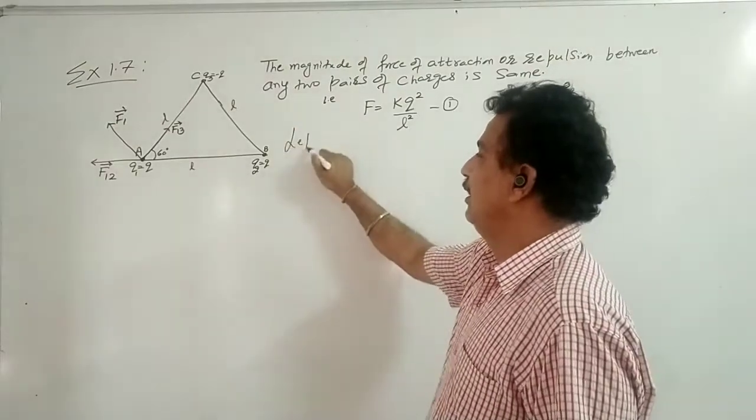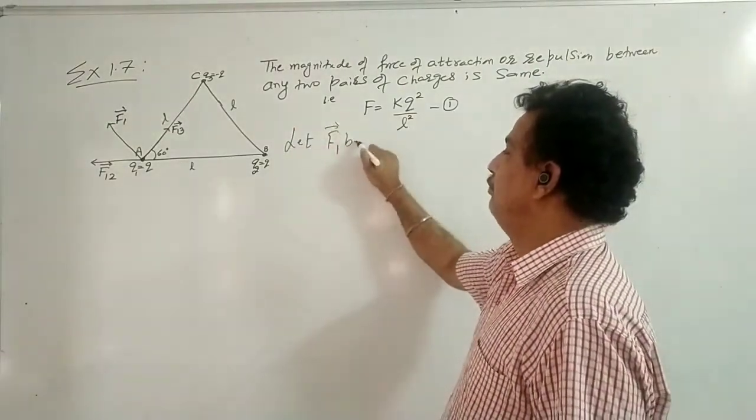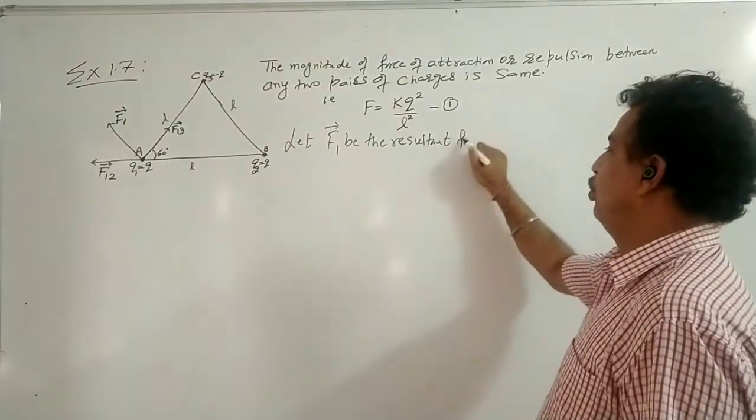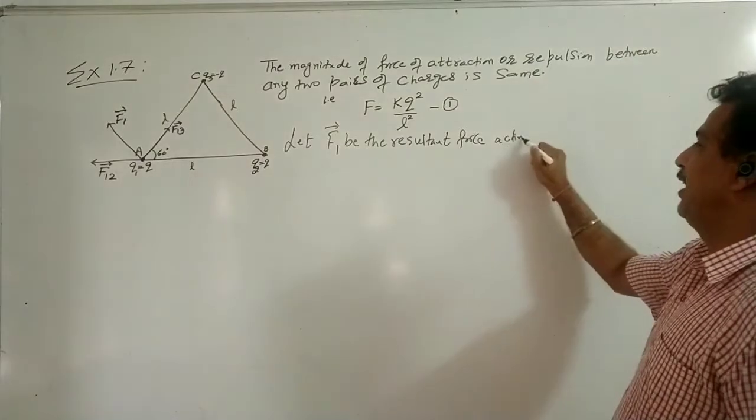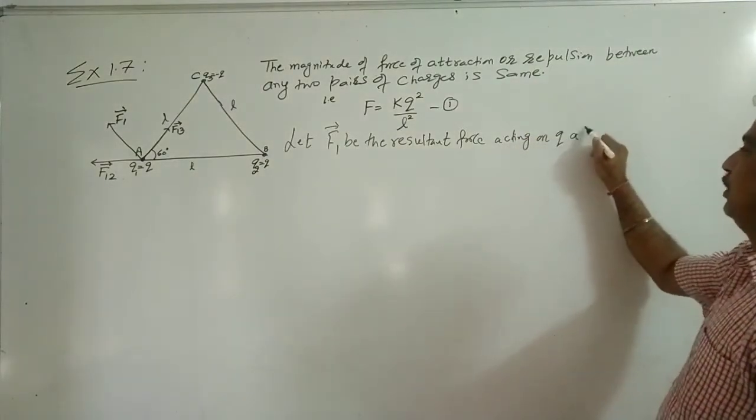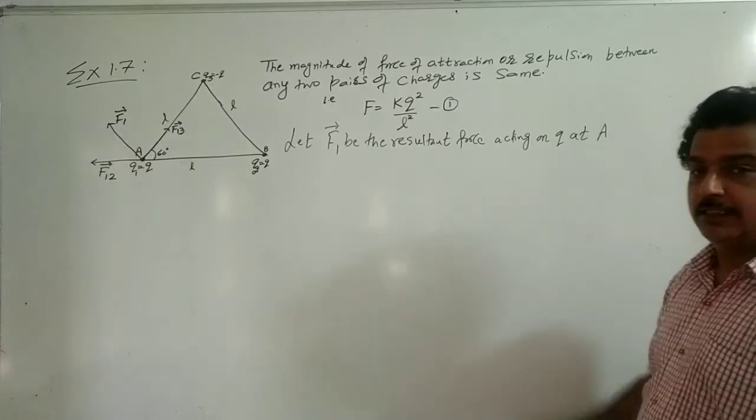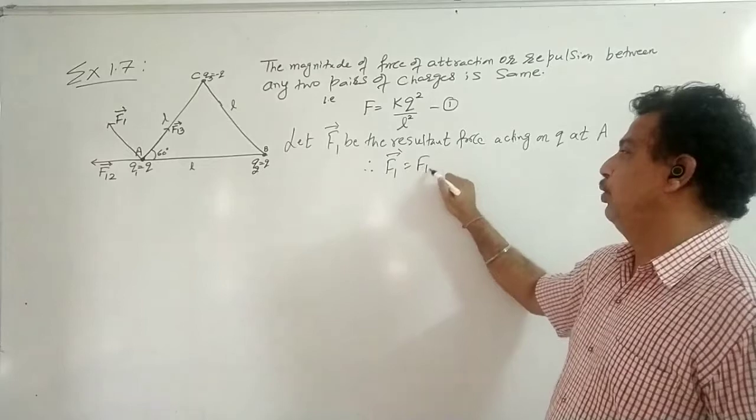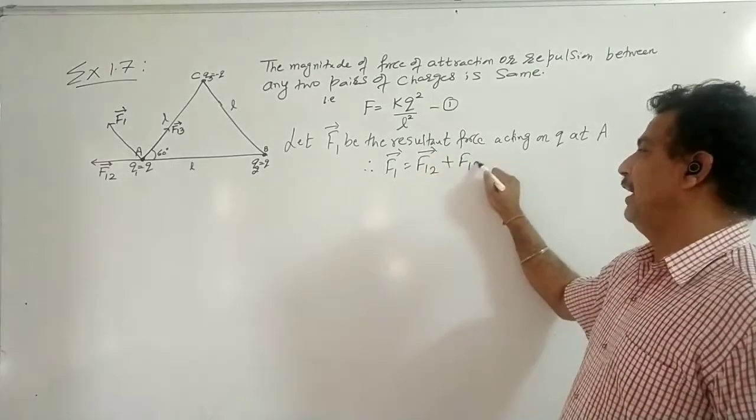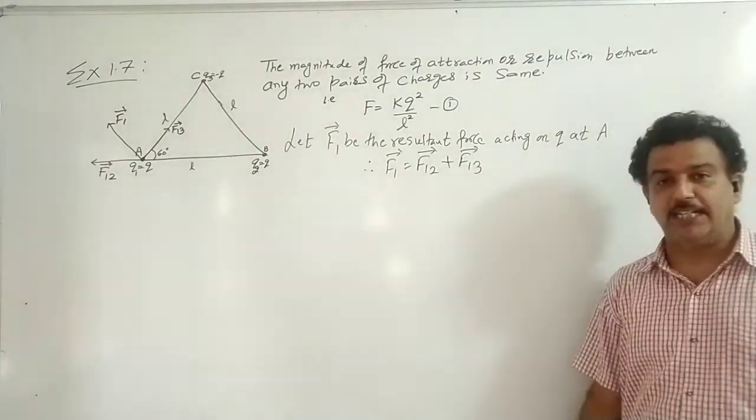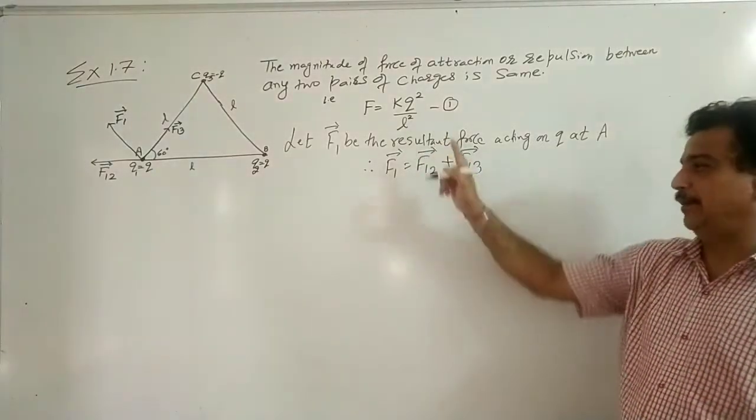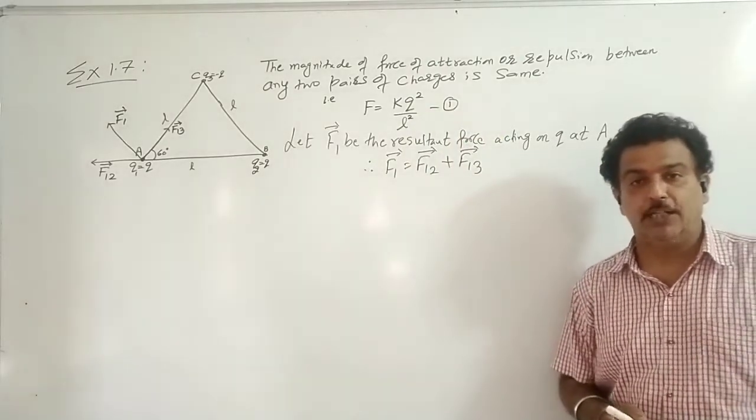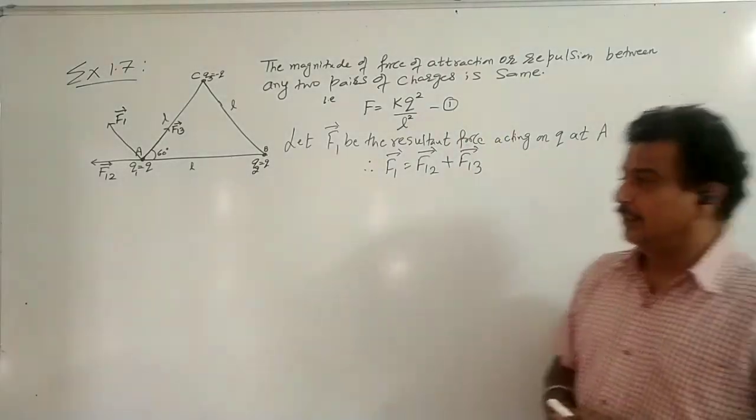So let F1 be the resultant force acting on Q at A. Therefore, F1 vector is equal to F12 vector plus F13 vector. As far as magnitude is concerned, you can check F12, it will be same, F13, it will be same. The magnitude is same, but the direction is different.